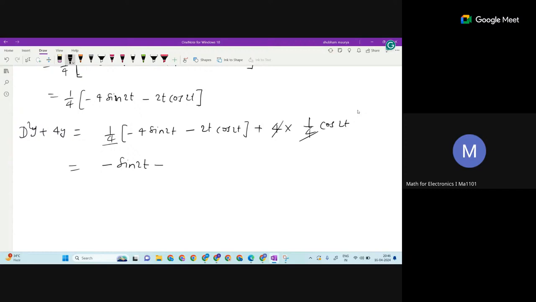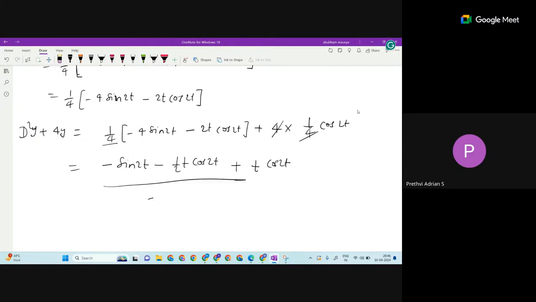Minus 1 by 2t cos 2t plus t cos 2t. So this part is not equal to the right hand side. This is not equal to the right hand side.